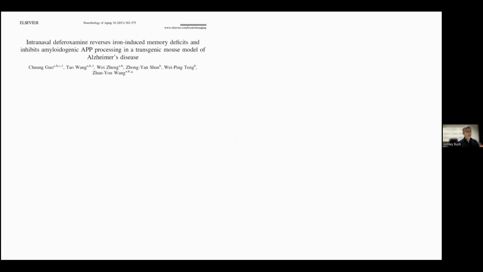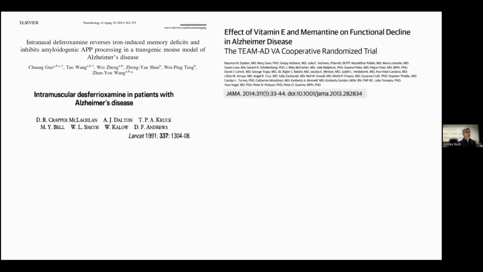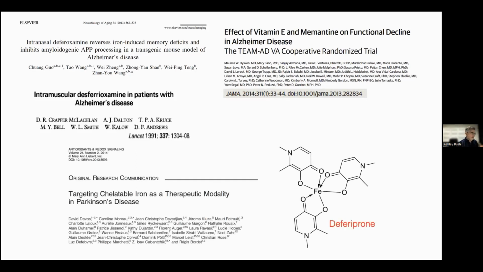So to finish off, I'd like to have a word about therapeutics. There have been several reports that treatment with iron chelation can rescue the phenotype of Alzheimer models. Intramuscular desferrioxamine has been reported in a phase 2 clinical trial to improve the outcome in patients with Alzheimer's disease. Vitamin E has been reported to ameliorate cognitive decline in a phase 3 clinical trial. It's one of the few phase 3 clinical trials where there's been a benefit of the treatment in Alzheimer's disease.